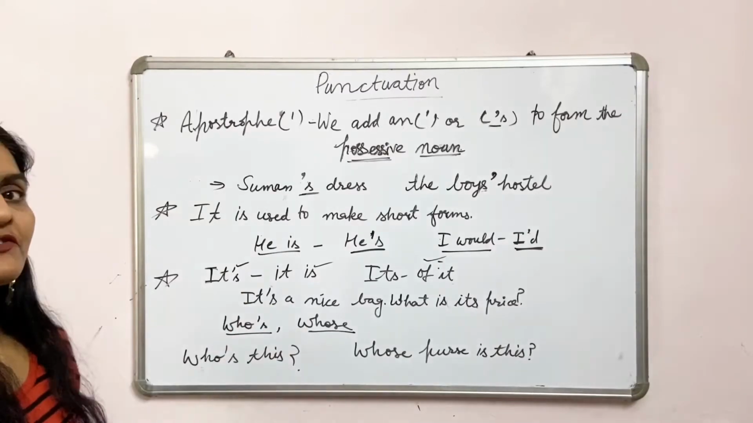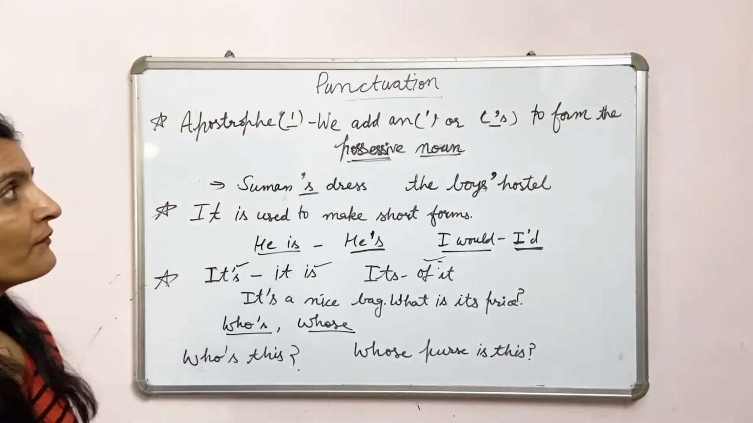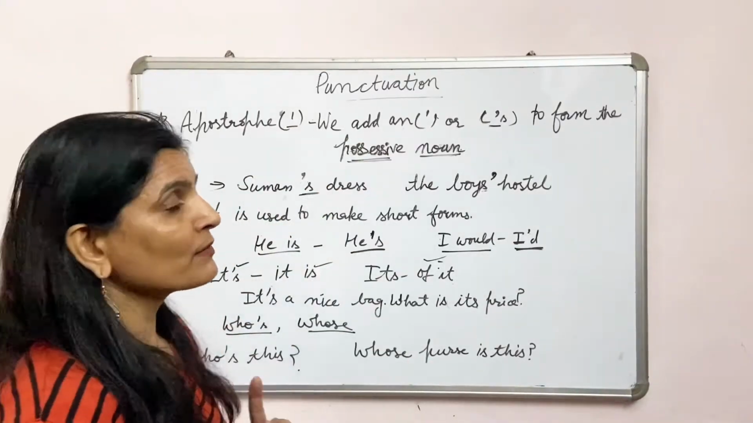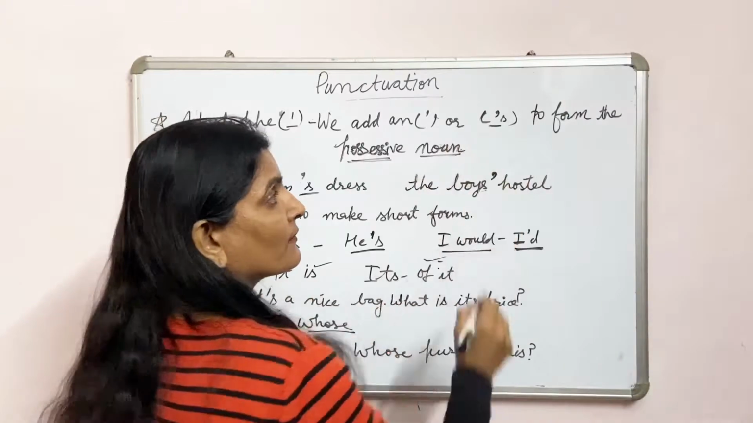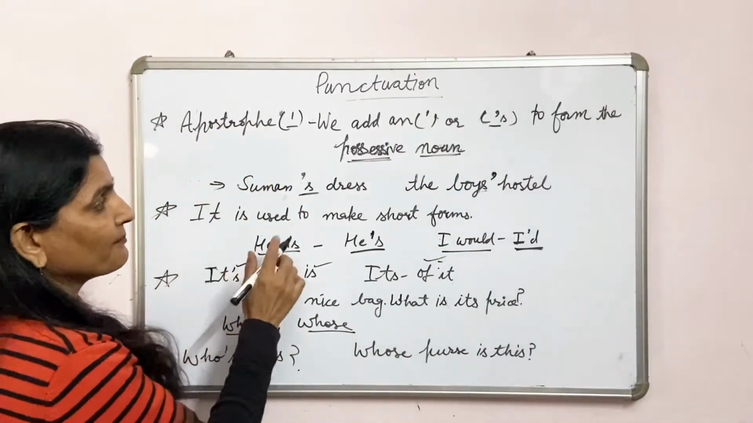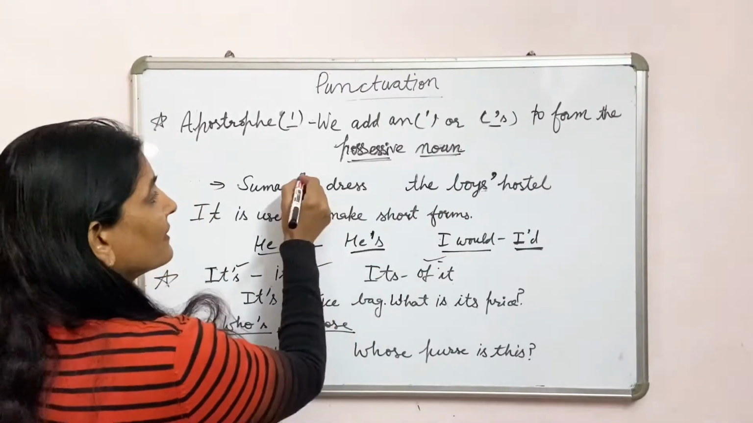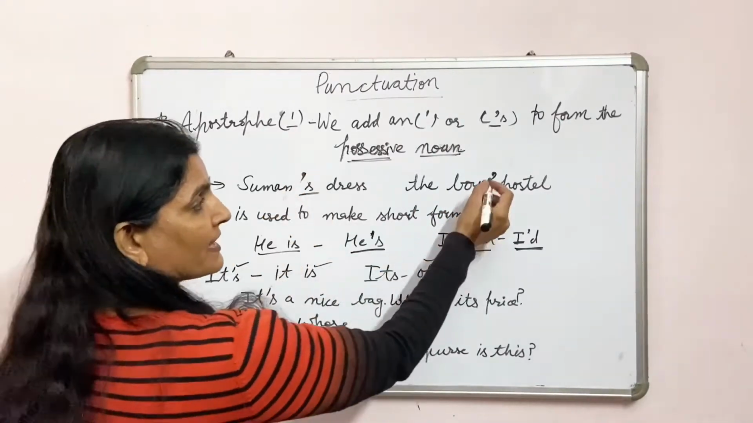Students, the next punctuation mark is the apostrophe. This is the symbol for the apostrophe. We add an apostrophe or apostrophe s to form the possessive noun. Let us see an example: Suman's dress, the boys' hostel. Here an apostrophe is used, and here also.